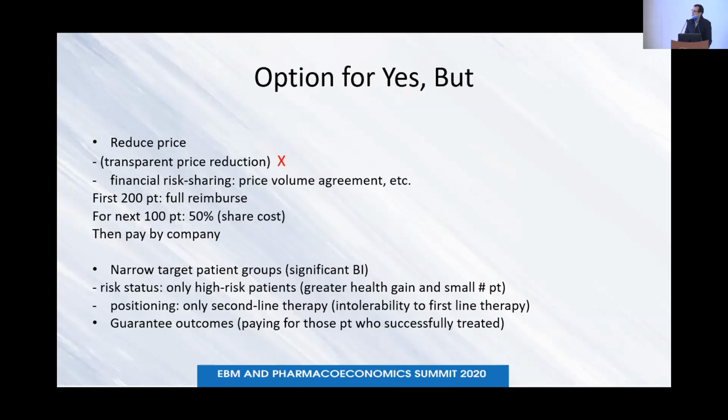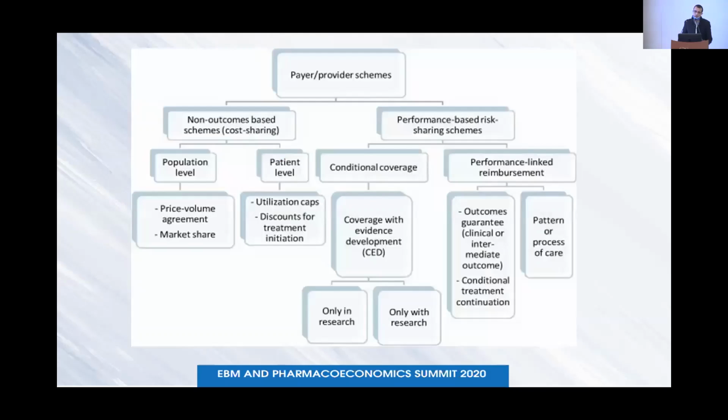And the other thing is called guaranteed outcome. We pay for those patients who are successfully treated with this drug. For example, if a company comes with a drug for osteoporosis and claims that there will be no fracture, we agree with the company on that. If there is a fracture, the company will pay back money proportionally, and we can even charge the company for hip replacement after fracture.